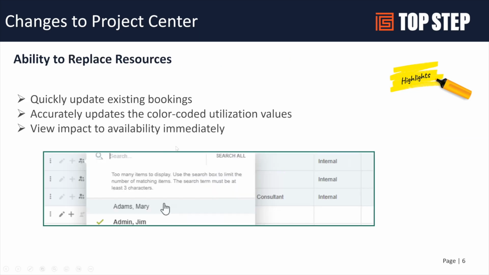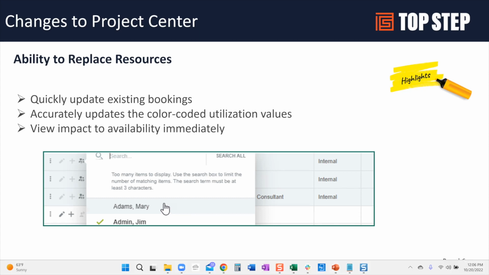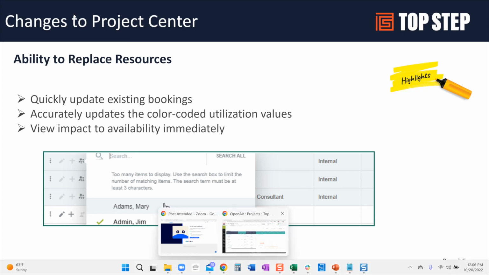And then the ability to replace resources. This, in my opinion, is probably the biggest add, because in the past you had to delete the resource booking and recreate it with a new resource, which was not ideal. But now they give you the ability to swap a resource for another resource inside the Project Center. So let's jump into OpenAir.